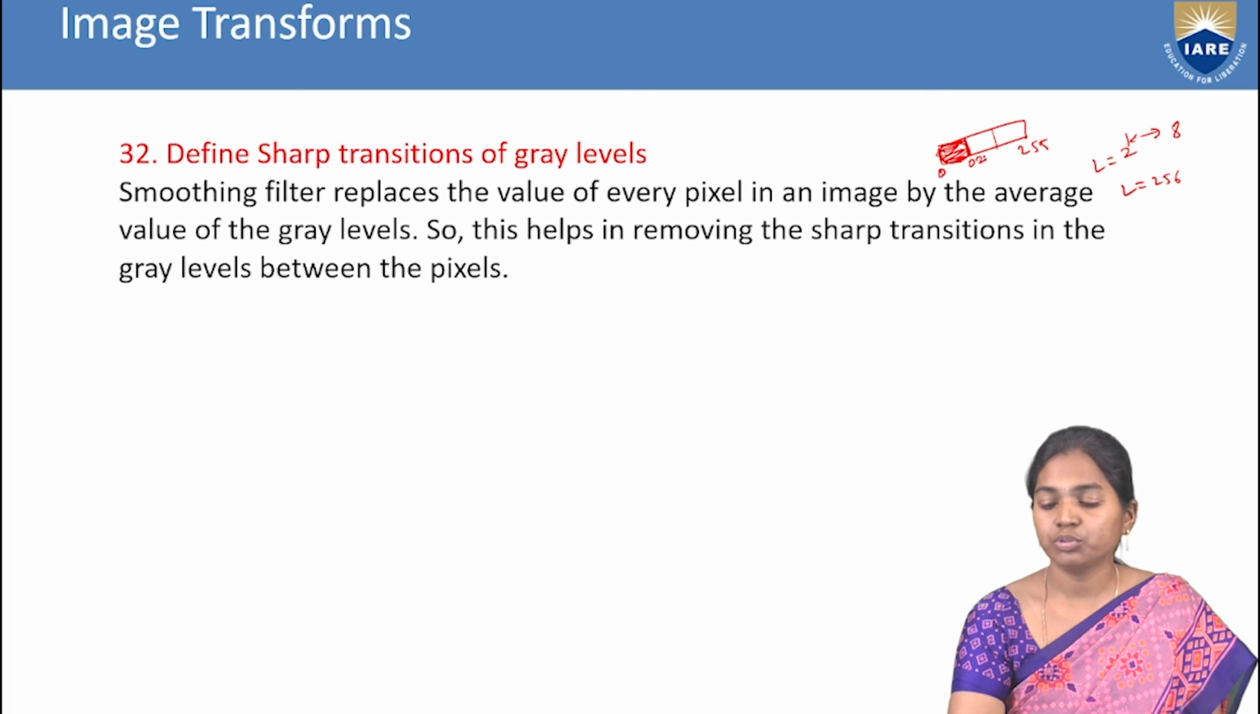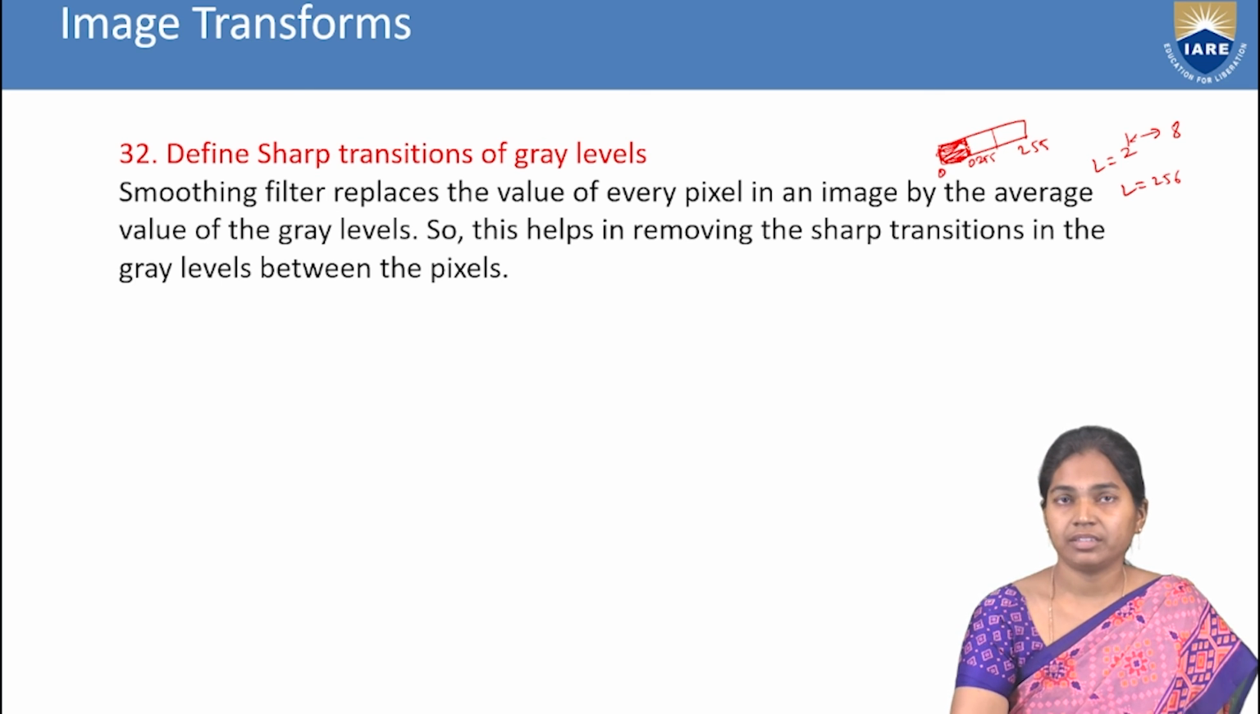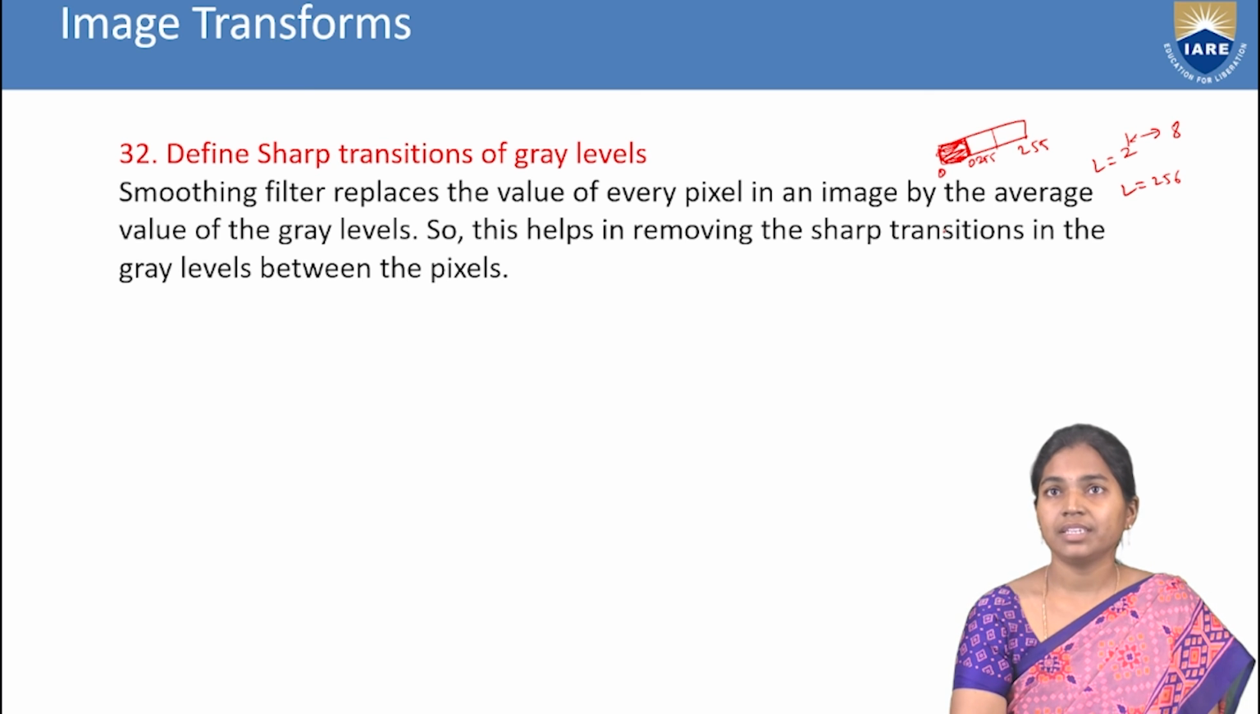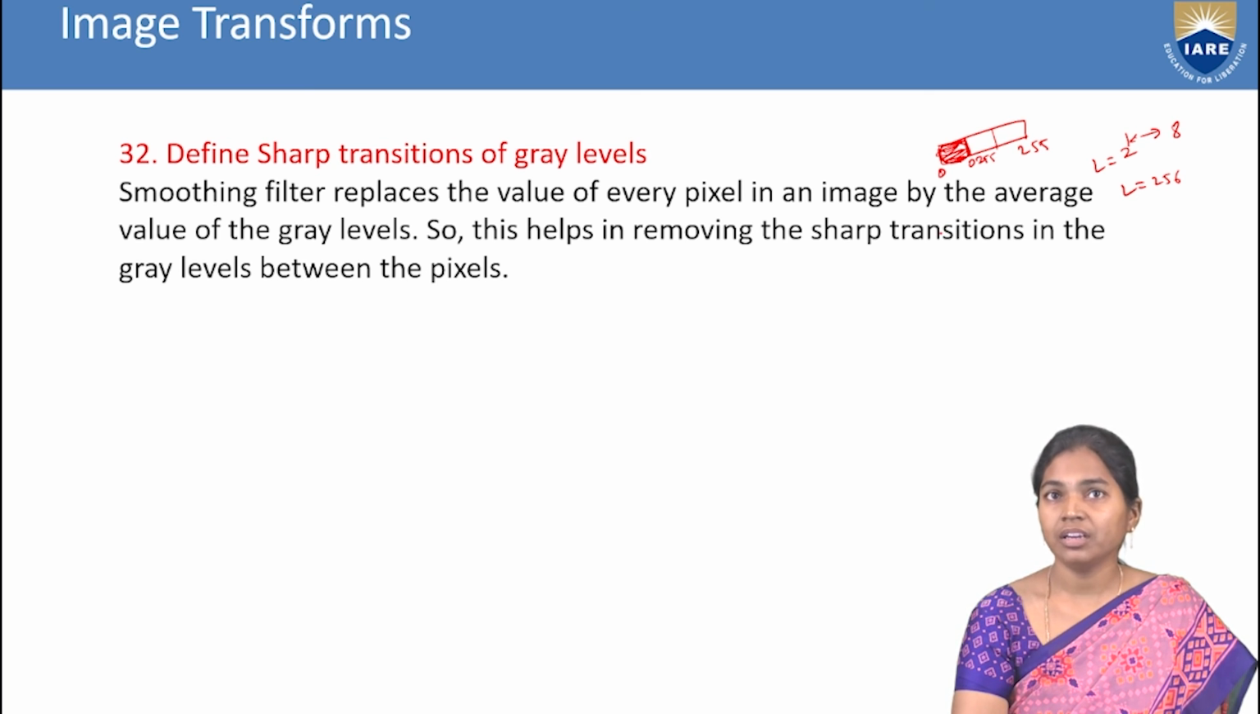Suddenly it reaches the 255 gray level, which means it suddenly changes from dark to white. A smoothing filter replaces the value of every pixel in an image by the average value of the gray levels. This helps in removing the sharp transition in the gray level between the pixels.